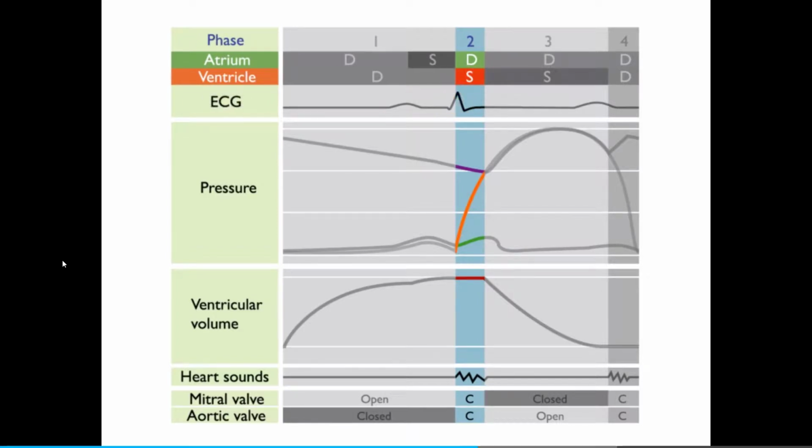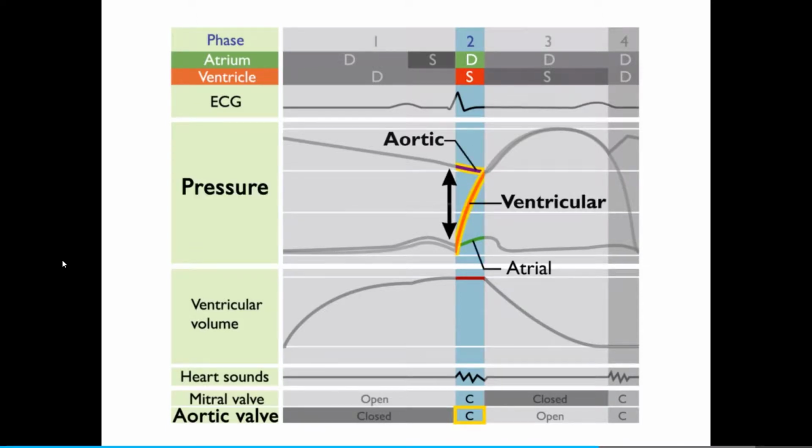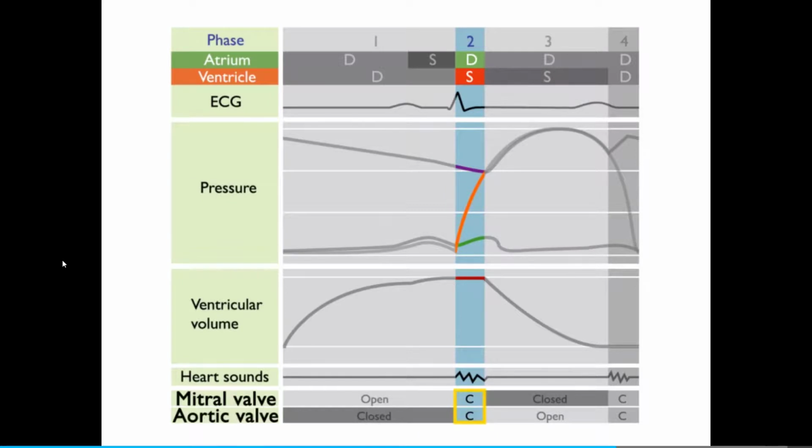Ventricular contraction causes an increase in pressure that closes the mitral valve. Closing of the atrioventricular valves causes the first heart sound. During isovolumetric contraction, the aortic valve remains closed because aortic pressure is still higher than ventricular pressure. Since all of the heart valves are closed, blood cannot enter or leave the ventricle. The volume in the ventricle remains constant at the end diastolic volume, or EDV. That's why this phase is called isovolumetric contraction.